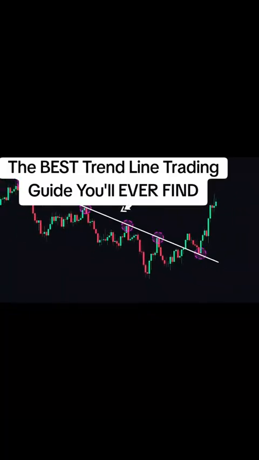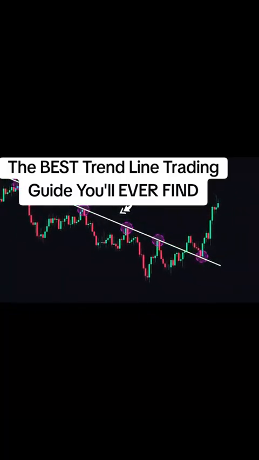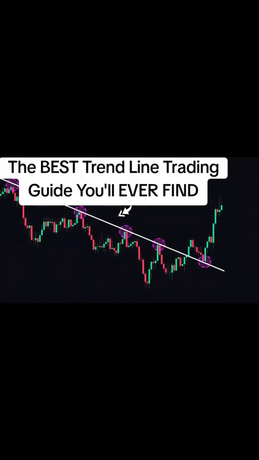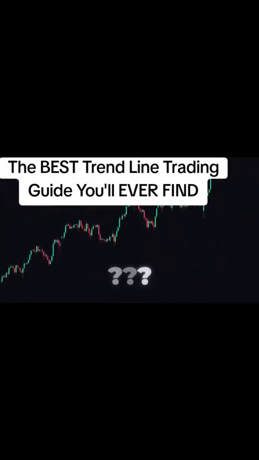Trend lines are one of the most powerful tools in trading. But the problem is, most traders are still using them completely wrong. The most confusing part about trading trend lines is that every trader seems to draw them differently.